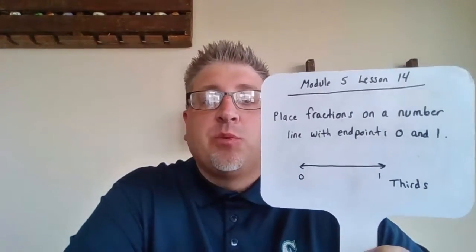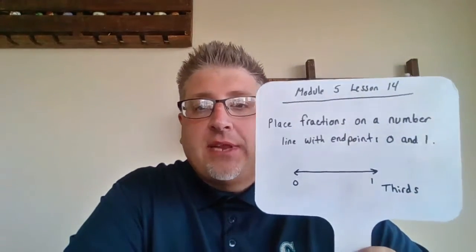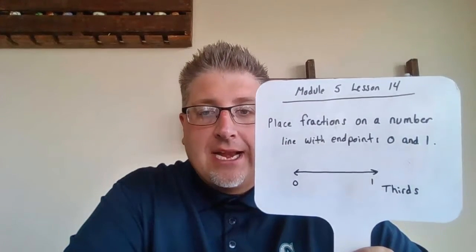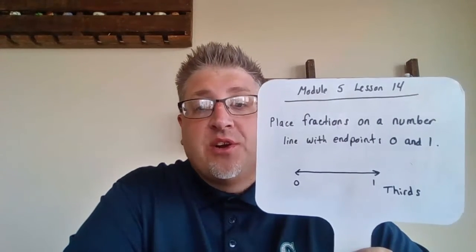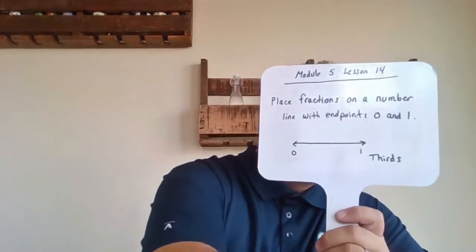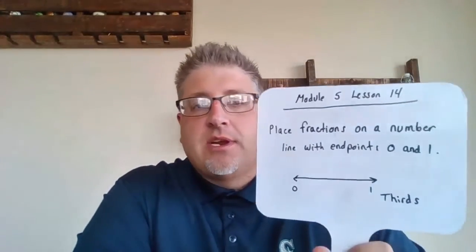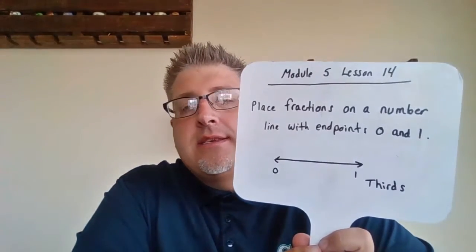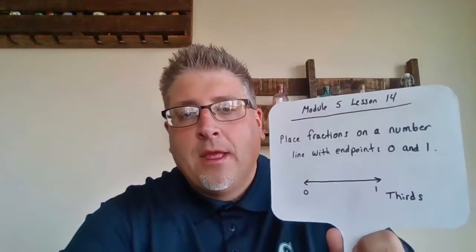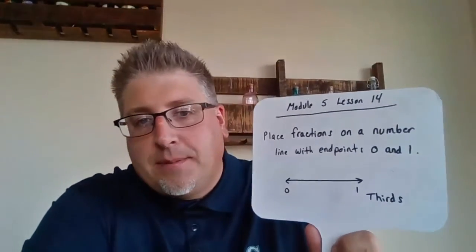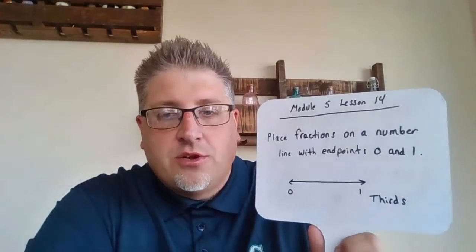Today we're looking at Module 5, Lesson 14. We're going to place fractions on a number line with the endpoints 0 and 1. Okay? So, a couple of things here. We're going to look at those number lines, we're going to place things, and it seems like a simple job, but there's a couple of misconceptions that I want to make sure we understand.